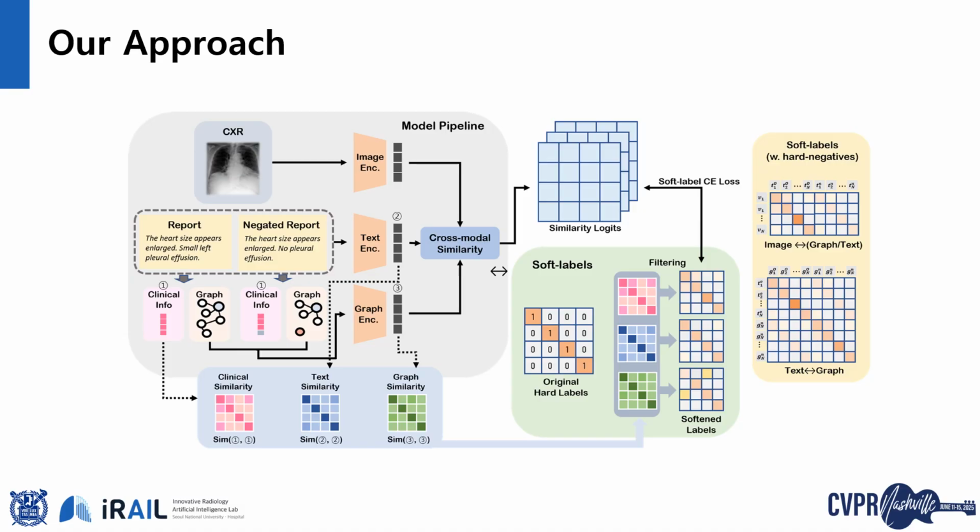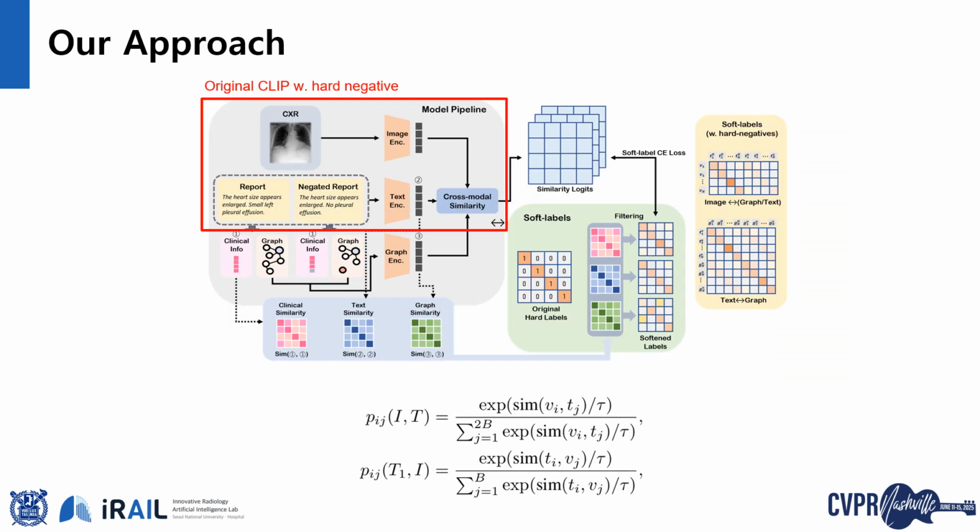As I explained earlier, we first generate the negative report corresponding to the original report. So the part with the red rectangle is the original CLIP training with hard negatives. Note that the second equation sums up to B, not 2B, since we don't use hard negatives for the images.